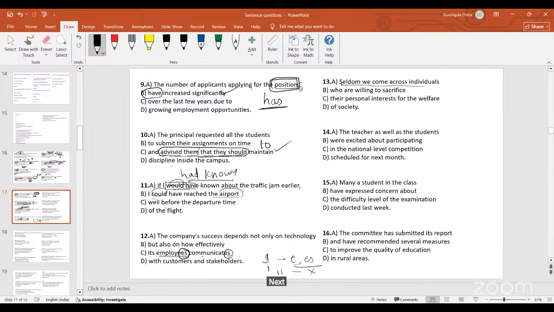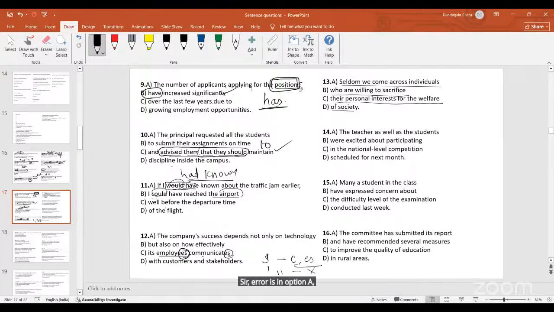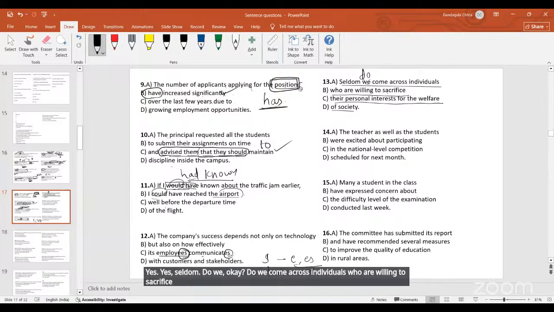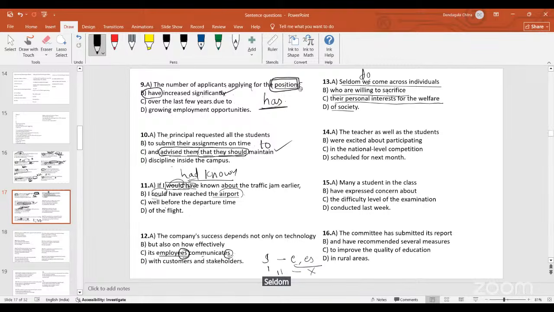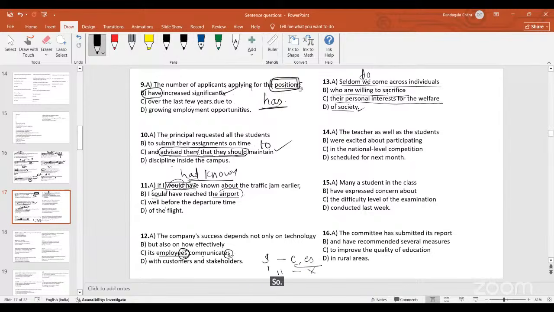Next, seldom we come across individuals who are willing to sacrifice their personal interest for the welfare of the society. Sir, the error is in option A, sir. Okay. Seldom do we come across individuals, sir. Yes. Here, seldom do we. Do we come across individuals who are willing to sacrifice? It's like questioning ourselves. Seldom do we come across individuals who are willing to sacrifice their personal interest for the welfare of the society. So do we is right.